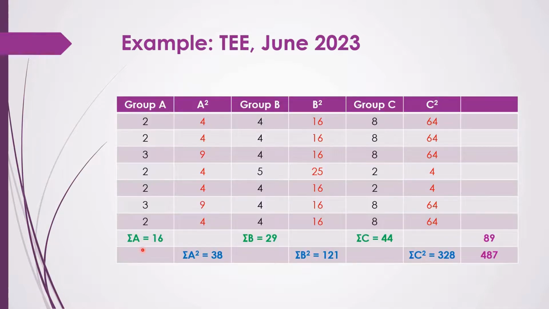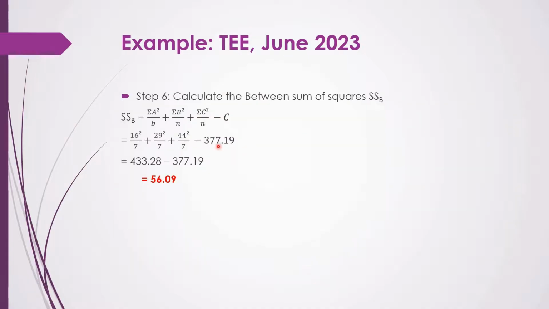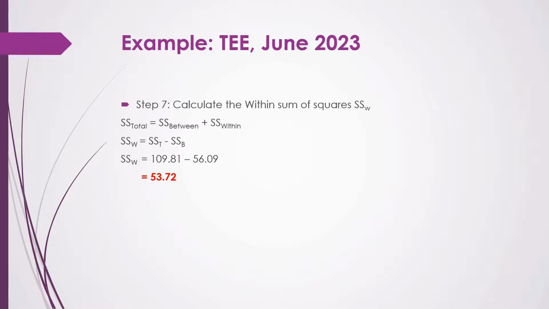In our table, we know the sum of a is 16. So we have to square 16. We have to square 29. We have to square 44 also. And then divide each of these by 7. Add all of these and subtract the correction term from it. Or substituting the values, we have 16 square by 7 plus 29 square by 7 plus 44 square by 7 minus 377.19. We get this answer, 56.09.